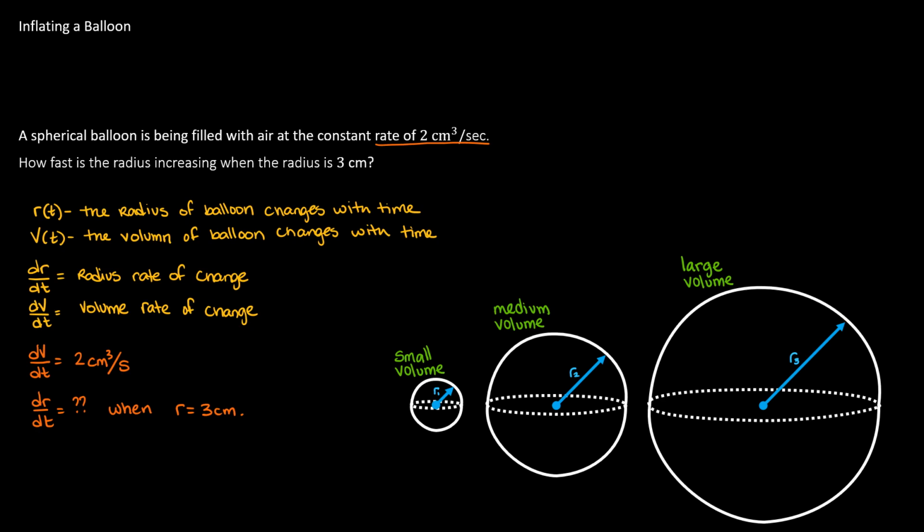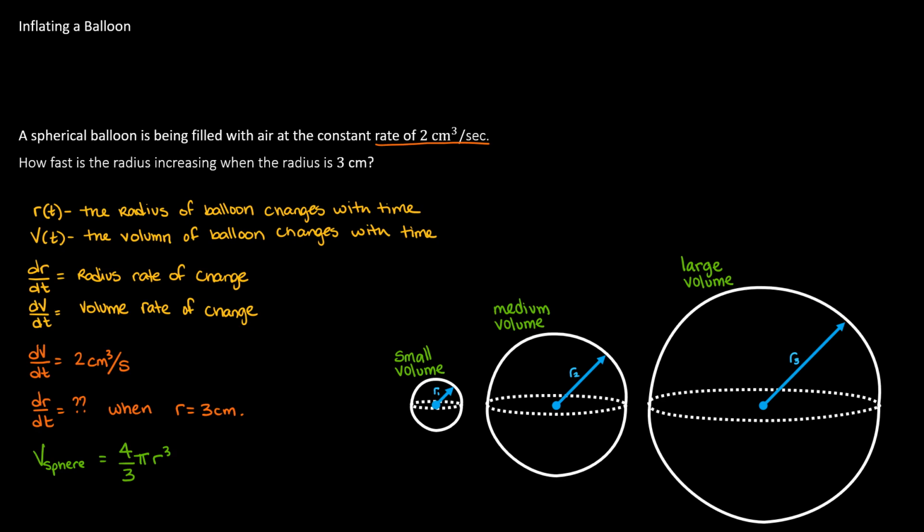That's my second step. Identify the given information and identify what we're looking for. The third step is to find one equation that relates the 2 quantities that are changing. In this case, we're relating radius and volume, and luckily there's a geometric formula that we can use. The volume of the sphere is 4/3 pi times the radius of the sphere cubed. That's one equation with both r and v inside of it.